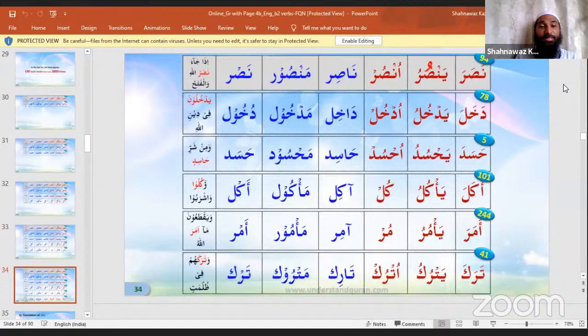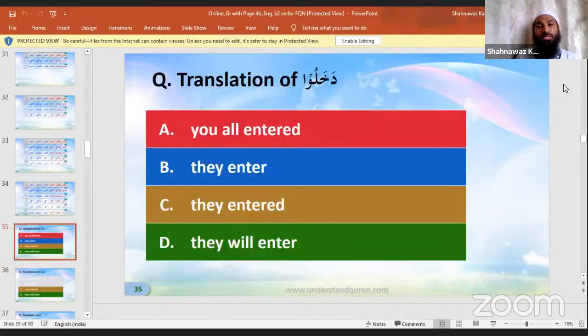Taraka means to leave, chhod dena, leave something. Taraka yatruku utruk. Tarik, the one who leaves. Matruk, the thing that is left. And tarkun, to leave away. وَتَرَكَهُمْ فِي ظُلُمَاتٍ, and he left them in the darkness. Taraka, chhod diya unko, left them in the darkness. Okay, so these are all revision of the verbs that we have seen.